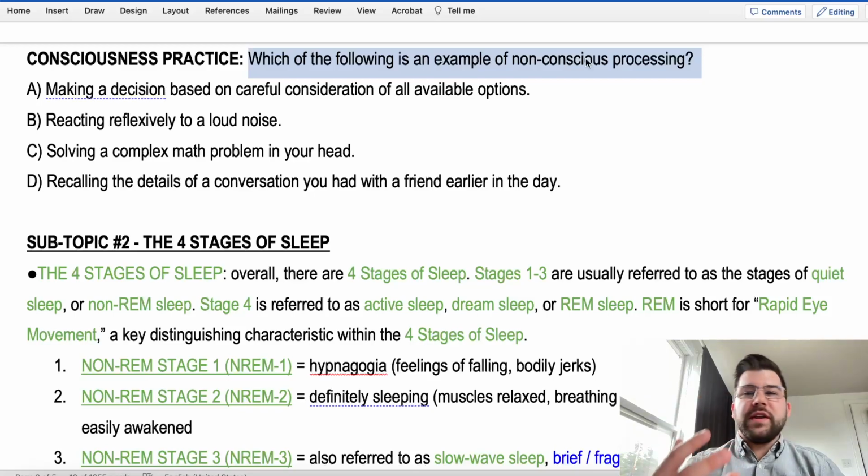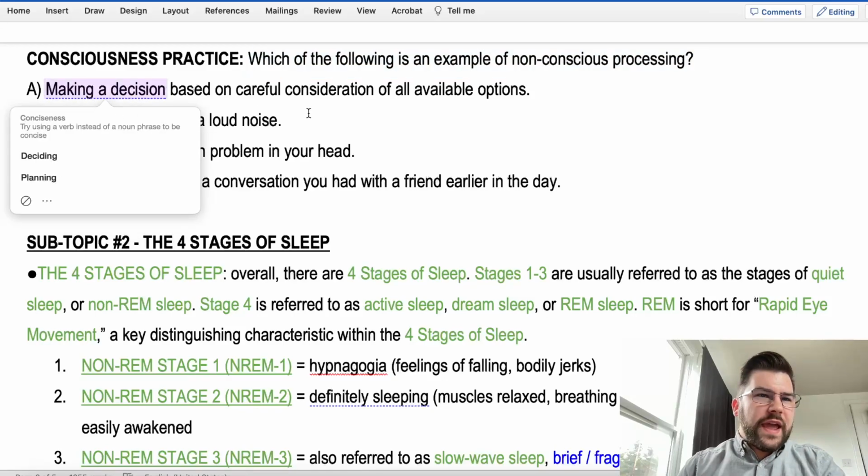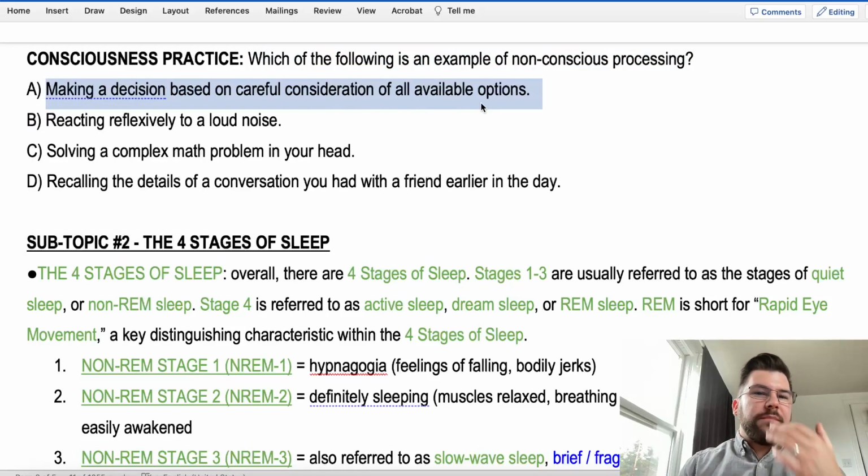If we think back to that level of consciousness, non-conscious processing is really the stuff that's just keeping you alive, the stuff you never really think about. The stuff that just automates your breathing, your heart rate, your digestion, things you really aren't responding to too much. So let's look at our answer options. A is making a decision based on careful consideration of all your options. That seems pretty high level. That seems like something that's a very conscious process.